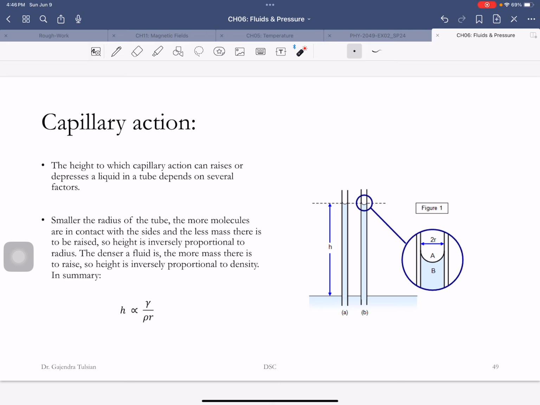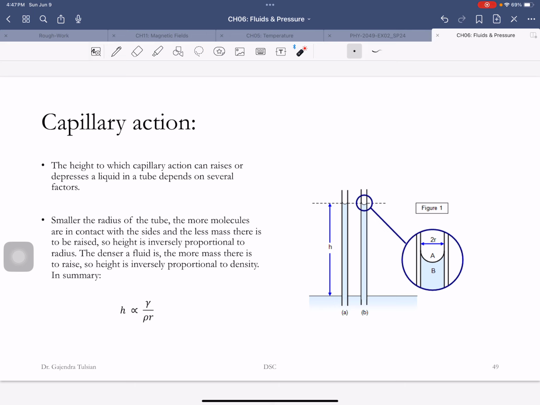The height to which capillary action can raise or depress a liquid in a tube depends on several factors. The height is proportional to surface tension, and inversely proportional to the density of the fluid and the radius. The smaller the radius of the tube, the more molecules are in contact with the sides of the tube, and the less mass there is to be raised. So you have to raise less mass. So the narrower the tube, the higher the liquid will rise.